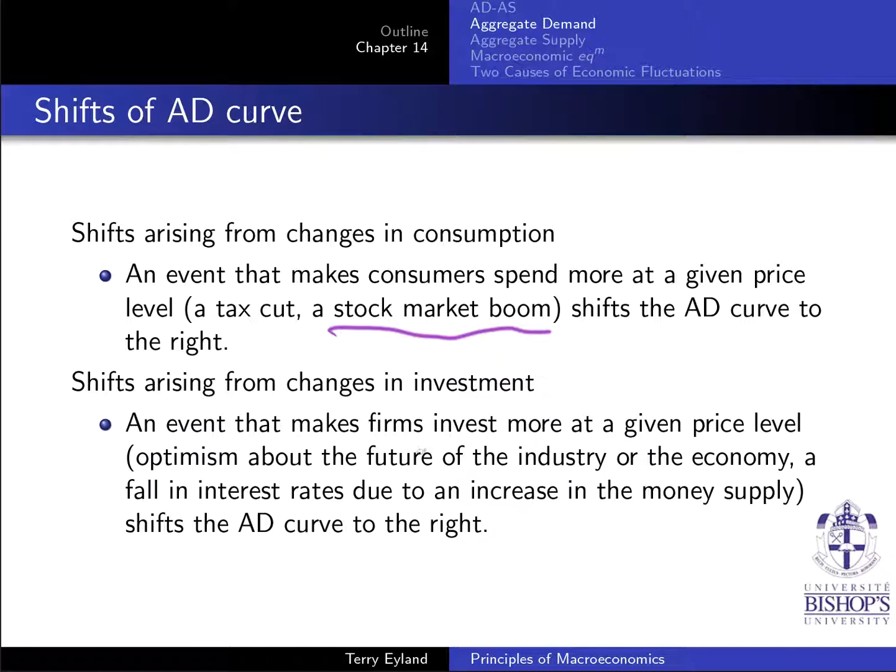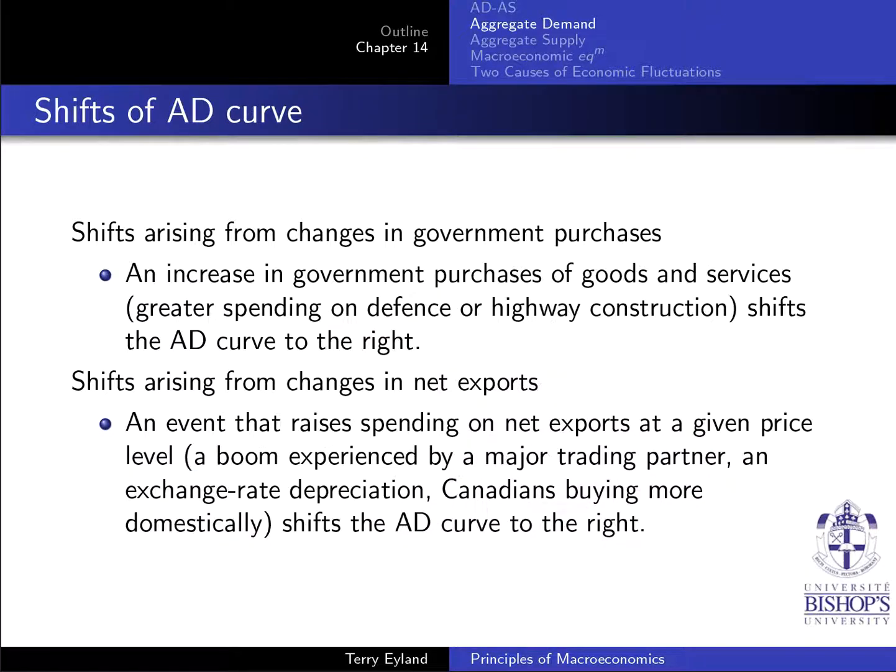An event that makes firms invest more at a given price level. Like I said, the main things that shift the investment curve: optimism about the future of an industry or the economy, or a fall in interest rates due to an increase in the money supply. Anything like that will shift AD to the right. So that's the C, that's the I. We have government spending and net exports left. An increase in government purchases of goods and services, greater spending for some reason, shifts AD to the right.